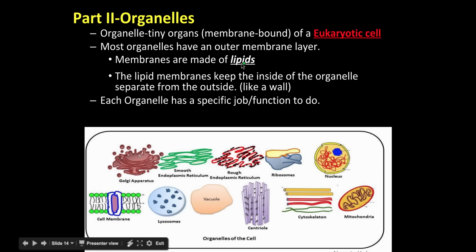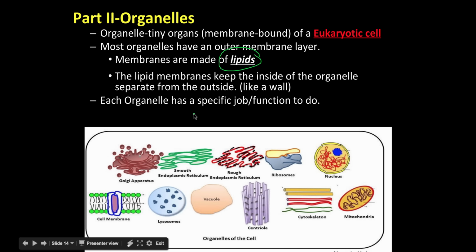Membranes are made of lipids. It's an important concept that lipids help to form this membrane, so those molecules that we talked about in the first unit start to play a factor in the function even on a cellular level. The membranes keep the inside of the organelle separate from the outside. So it's like a wall, but kind of flexible, and allows regulation of things moving in and out of the cell, which is going to be really important when we talk about cell transport.